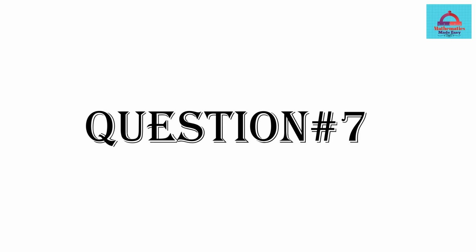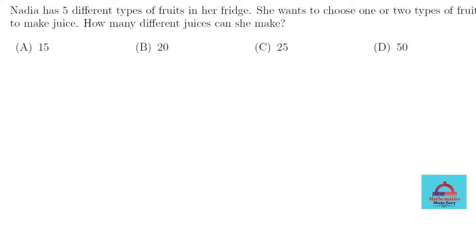We have question number 7. Let's do this one now. Okay, so next question. Nadia has 5 different types of fruits in her fridge. She wants to choose 1 or 2 types of fruit to make juice. How many different juice she can make? So there are again 4 options, out of which A is correct.